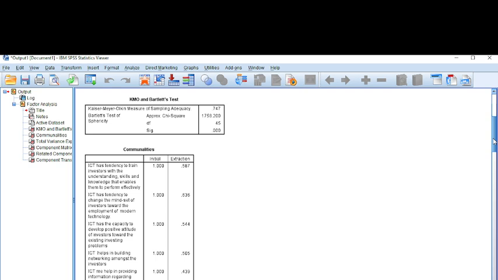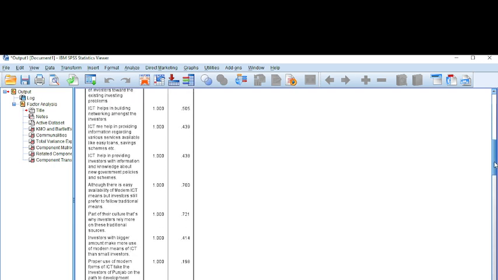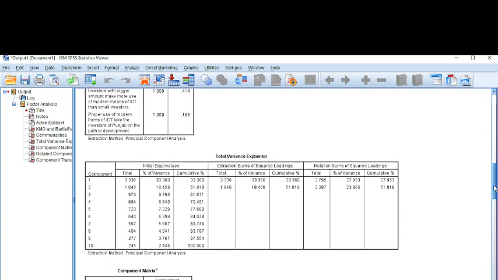If there is no correlation between the variables, there is no sense in running factor analysis, because if the variables are not correlated with each other, they would not merge into a single factor. That is why we check collinearity. Now this is the initial communality table. I have nothing to do with it.